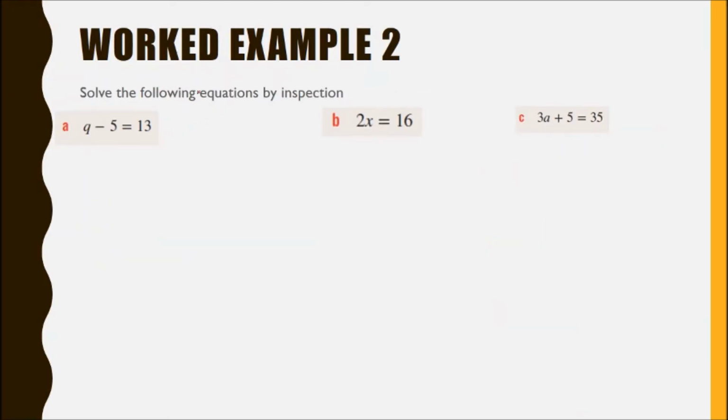Now we need to solve the equations by inspection. That's trial and error. So you can find numbers by putting in values. I could let Q equal 10. So we could put 10 minus 5 equals 13. What's 10 minus 5? 5. Does 5 equal 13? No, it doesn't. So we know that Q can't be 10. You can just go through a whole process.